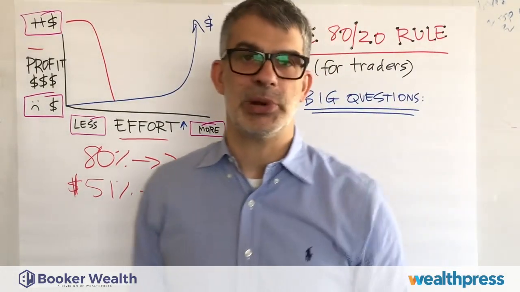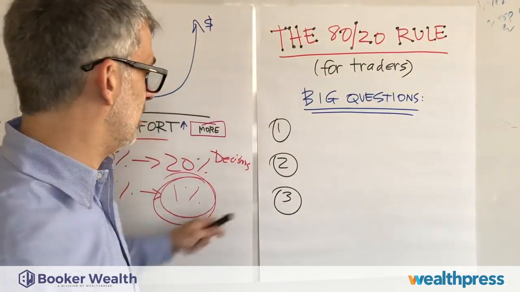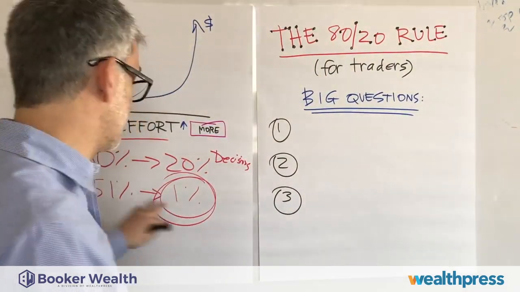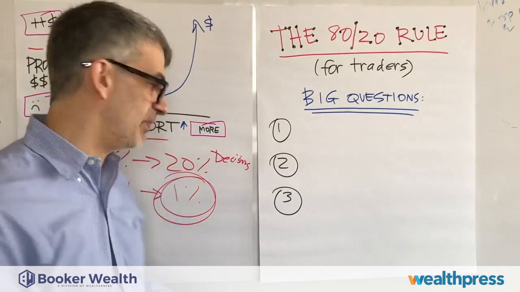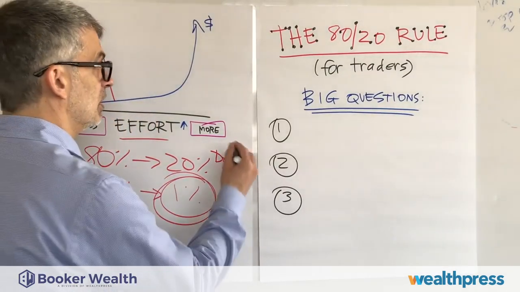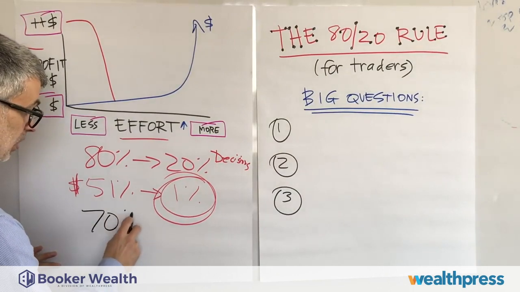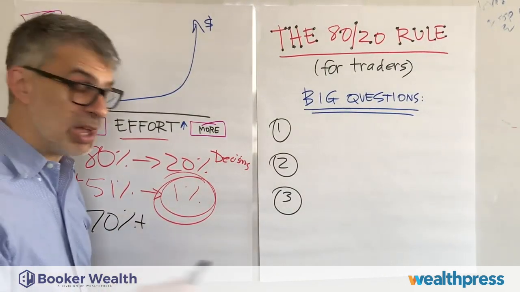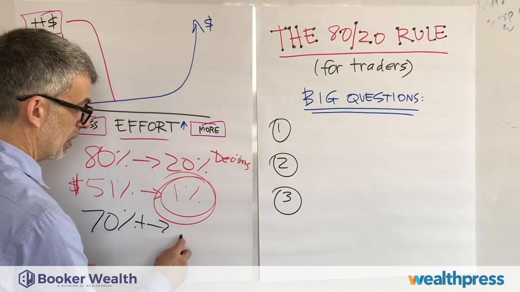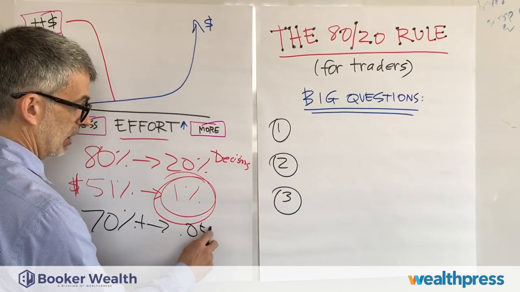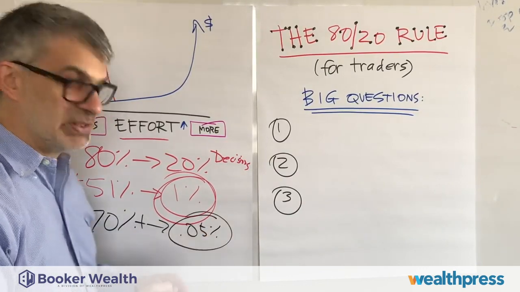Not only does the 80-20 principle work in the sense that 51% of your profits are going to come from 1% of your positive efforts, it's also true that 70+% of your losses are going to come from, I would say, even 0.5% of the decisions that you make.